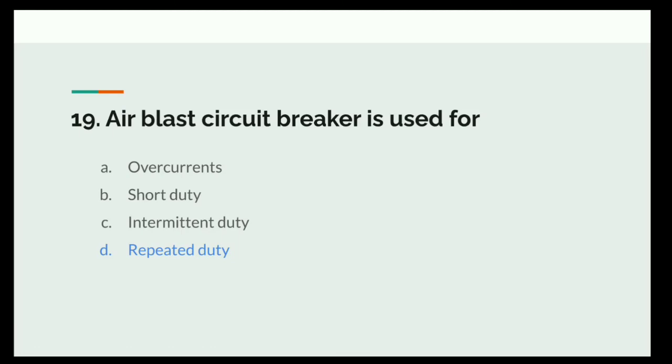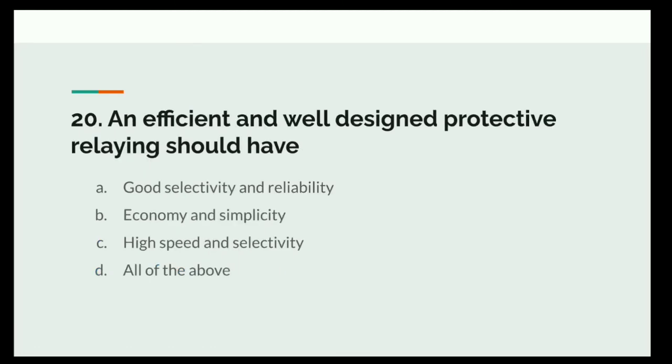Next question. An efficient and well-designed protective relay should have A. Good selectivity and reliability, B. Economy and simplicity, C. High speed and selectivity, D. All of the above. And the correct answer is all of the above.